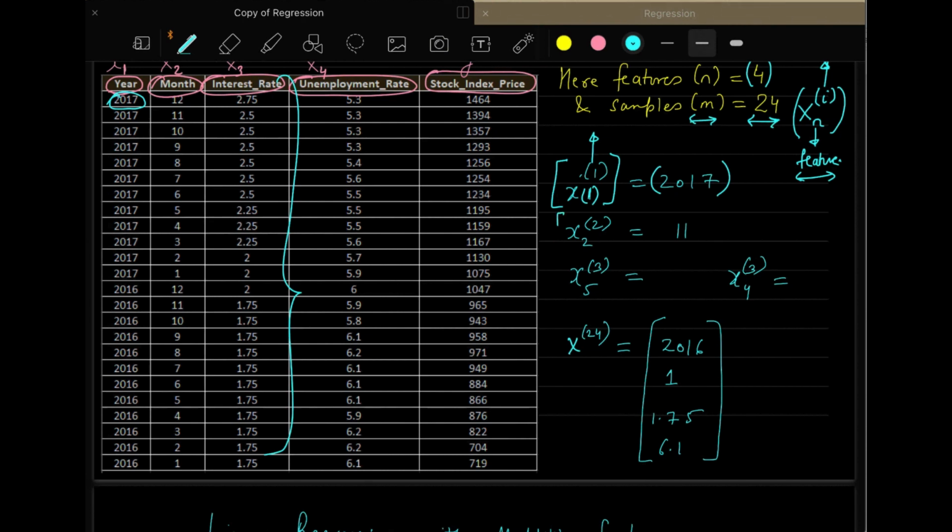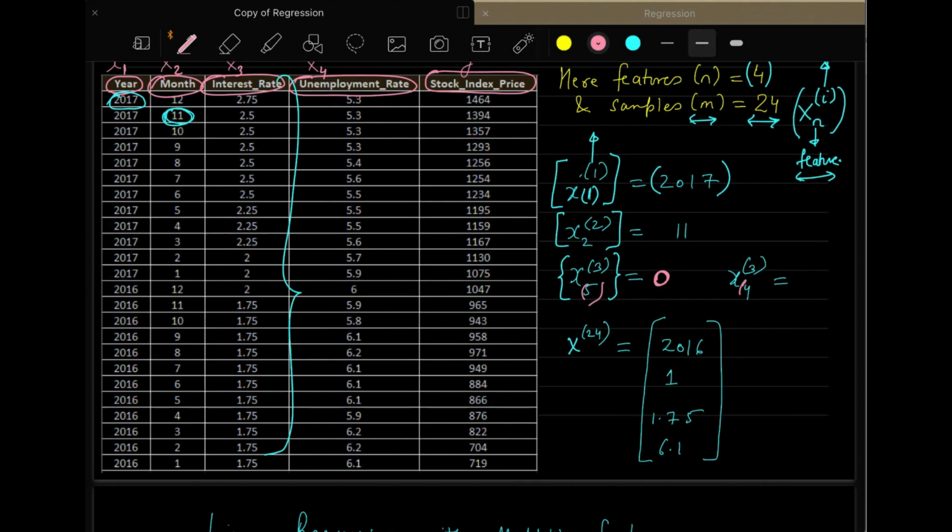If you are looking at x22, that is the second sample's second feature, then you will have this answer, 11. Can anybody tell me what is x35? Anyone? 2.5. Yes, it will be 2.5. Because you are looking at the third... no, x35. There is no fifth feature, sir. Yeah, good. Its value will be 0, because there is no fifth feature.